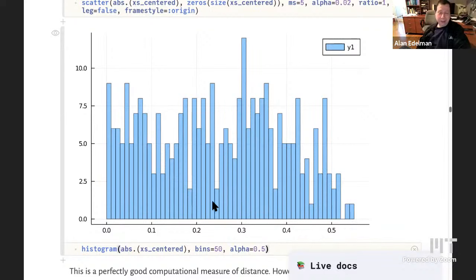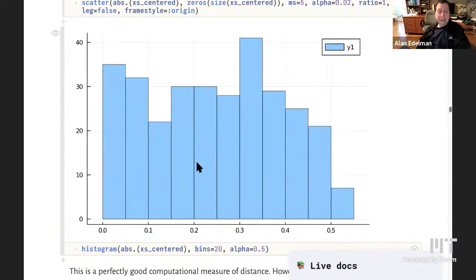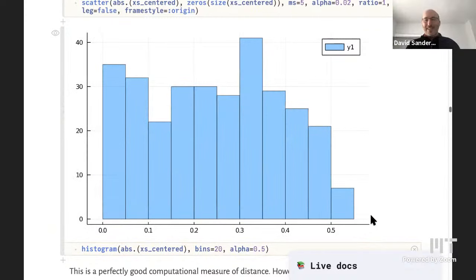Let's try bins equals 20. No, yeah, maybe not so uniform. Yeah, of course there's not so many at the edge, but apart from that, it's maybe uniform. So we'll be discussing this in more detail, what uniform means, maybe next lecture. Yeah, great idea.